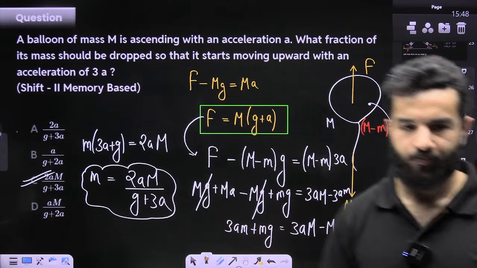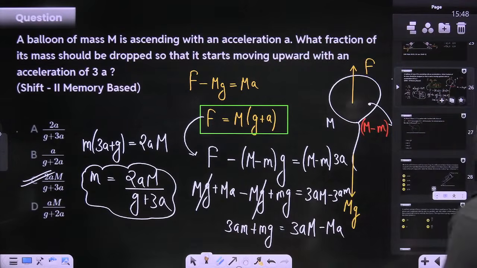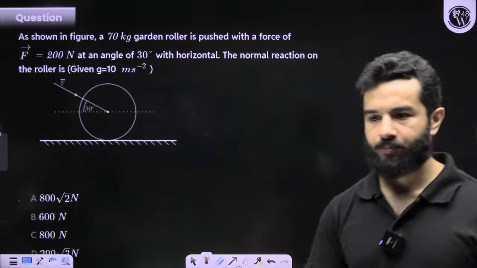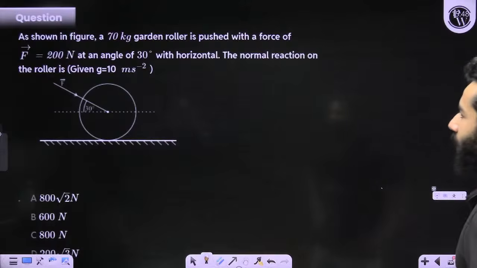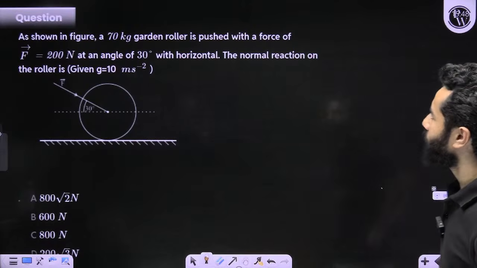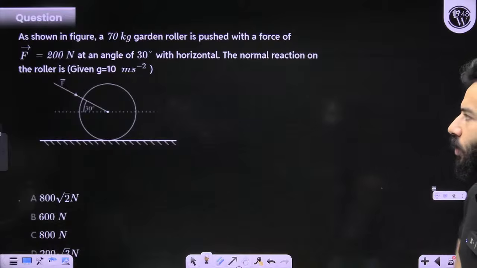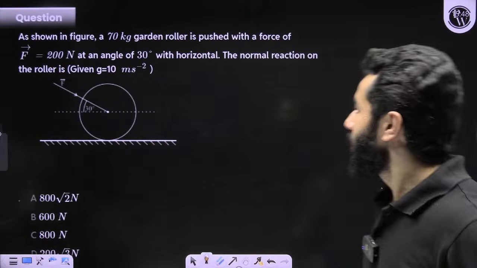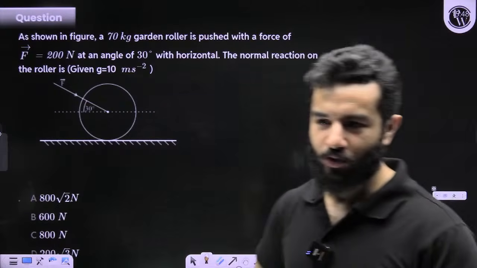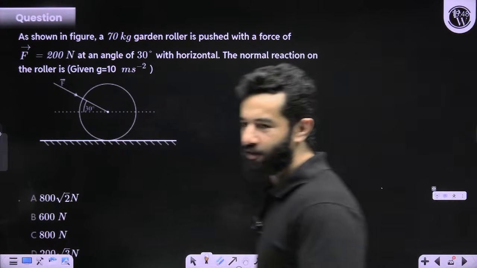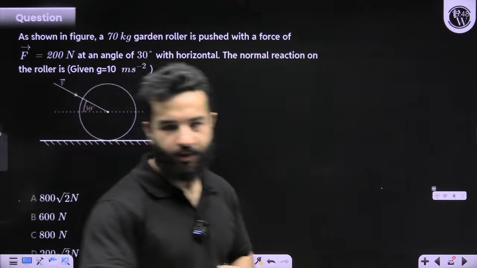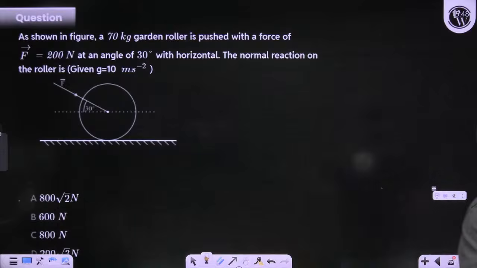My dear friends. Let's move. This is the next problem. Come on. Let's solve. As shown in the figure, a 70 kilogram garden roller is pushed with a force of 200 Newton at an angle of 30 degrees with the horizontal. Find the normal reaction. So this is a normal question. Nothing too difficult about this. Be quick. Nothing too difficult about this, my dear friends. Solve this question.